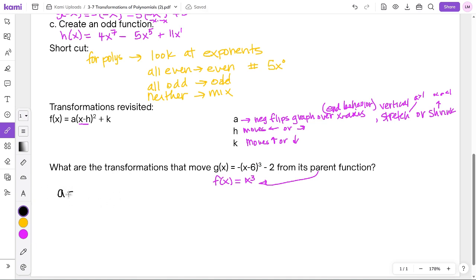All right, so I know A is -1. So A is -1, so it's flipped over the x-axis. H is 6, so it moves right. And remember, to find H, we take that out and set it equal to 0, and that tells me movement left or right. And then K is -2, so it's been moved down 2. All right, so that is how we figure out transformations. We'll talk more when I see you again.